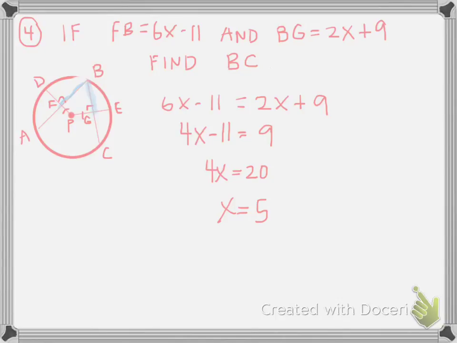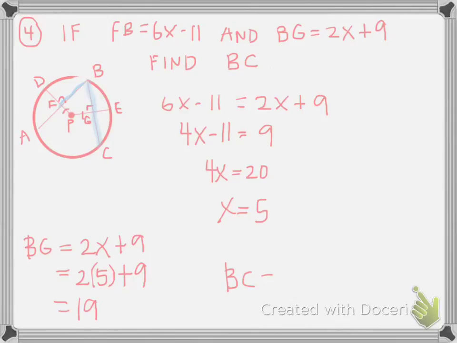Okay, so I want to find BC. I want to find the total distance BC. Well, BG is going to be equal to 2x plus 9, right? So 2 times 5 plus 9. So that'll be 19. That means that these two are going to be congruent. So GC, all the way over there, is going to be a double. So BC would be double that. So 2 times 19 would be 38.